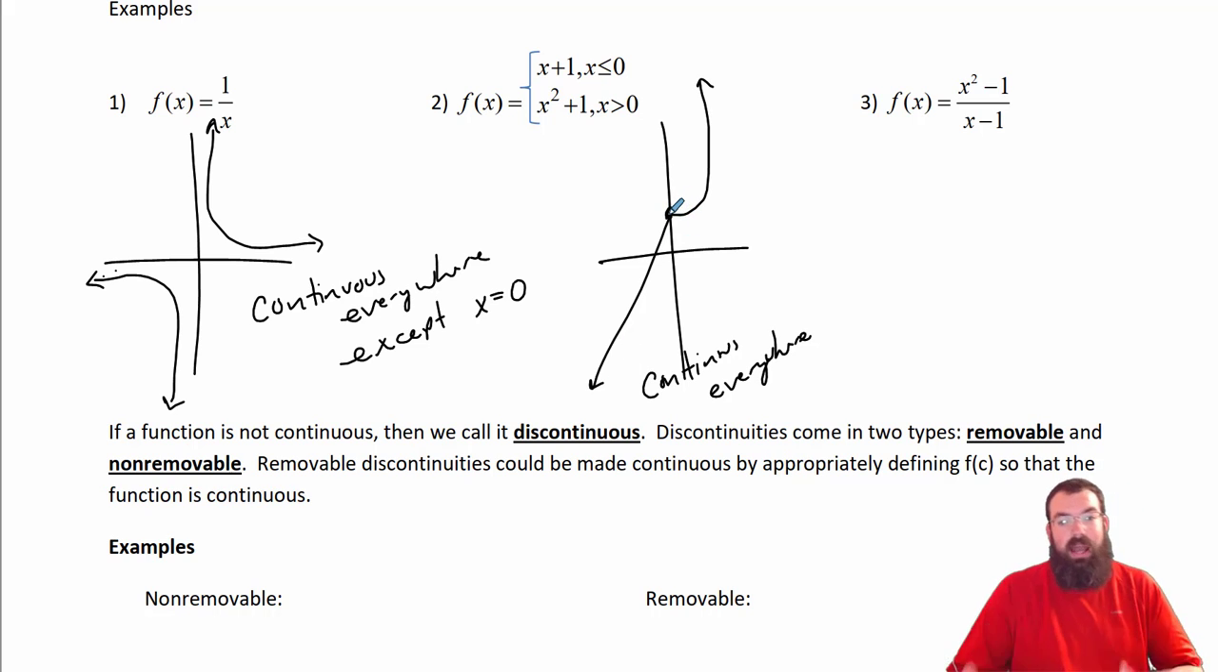If it was open, that would not be good. If this was just x is less than 0, not less than or equal to, then that would not be a continuous function. Well, what about number 3?